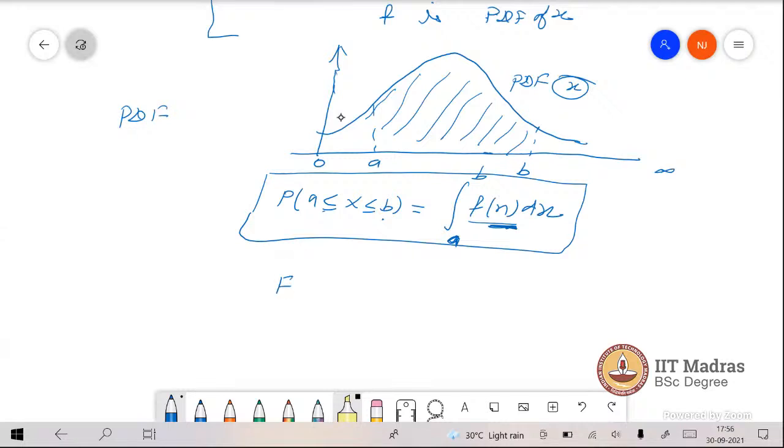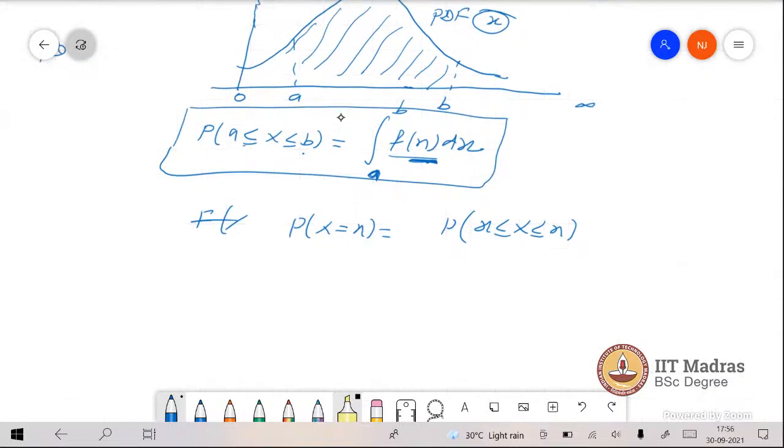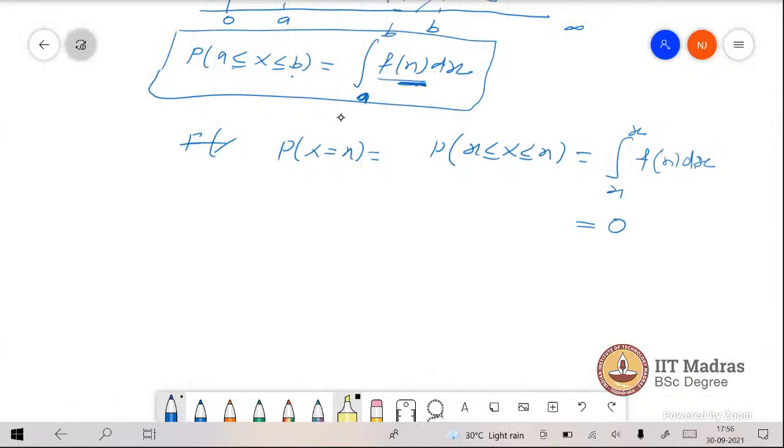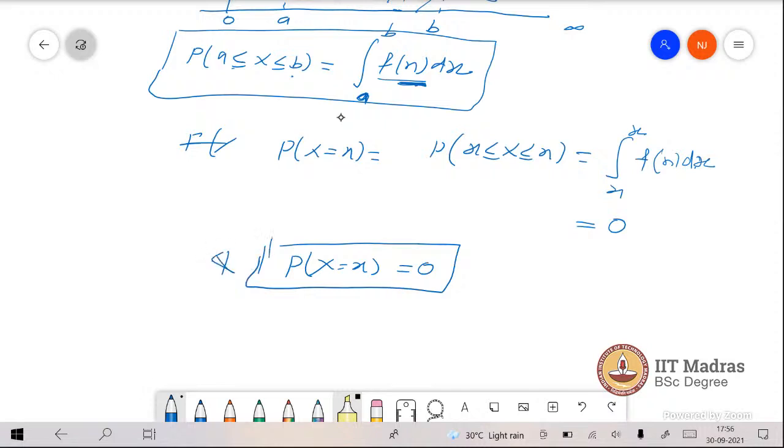What will be P(X = x) now? You can think of X equal to x as X lying between x and x, just a single point. So this is the integral from x to x of f(x) dx. The interval is the same, so this is 0. The probability at every single point for a continuous random variable is always 0. Always remember this point.